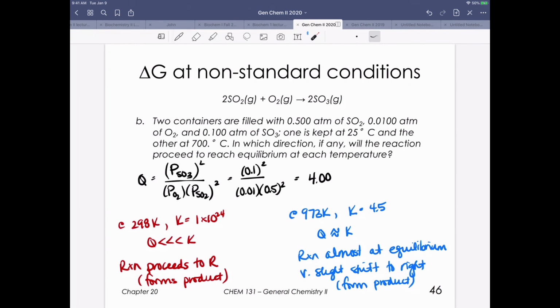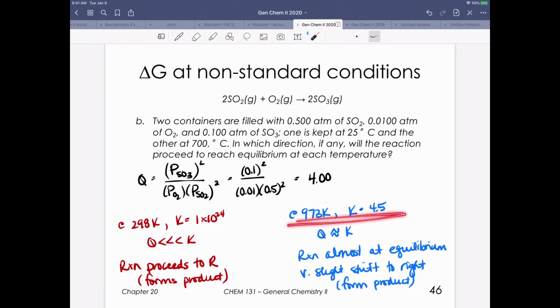All right, so just putting into our equilibrium expression the concentrations that they give us, and again, they're given as partial pressures, we get that Q is equal to 4. So in our first situation, if Q is equal to 4, that's much less than our very large K that we solved for at 298. So that reaction is going to proceed to the right, and we're going to make a lot of product.